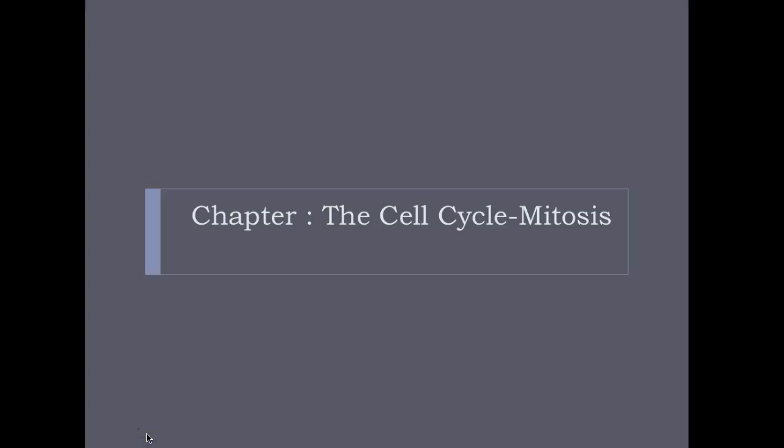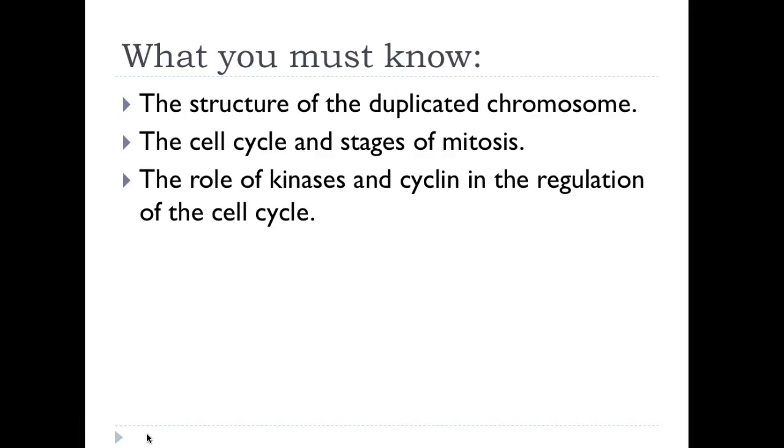Hello, AP Biology students. This is our unit. We're going to focus on the cell cycle, mitosis, and also on meiosis and life cycles. Some of this you have learned previously in advanced biology. There will be some additional things that you are learning now in this course as it is relevant to the Advanced Placement Biology test. So what you must know: the structure of the duplicated chromosome, the cell cycle and the stages of mitosis, and the role of kinases and cyclin in the regulation of the cell cycle itself.